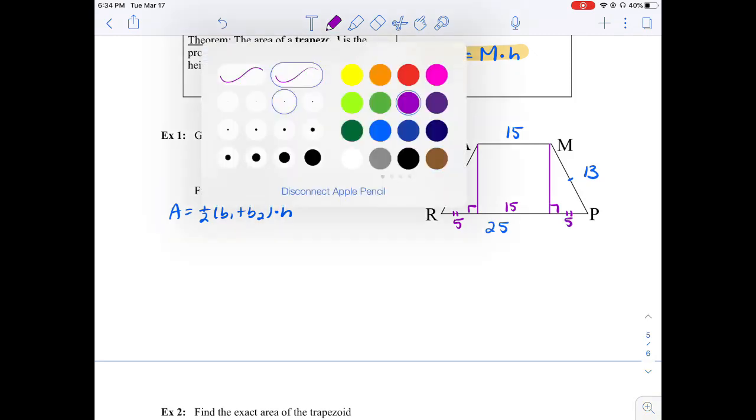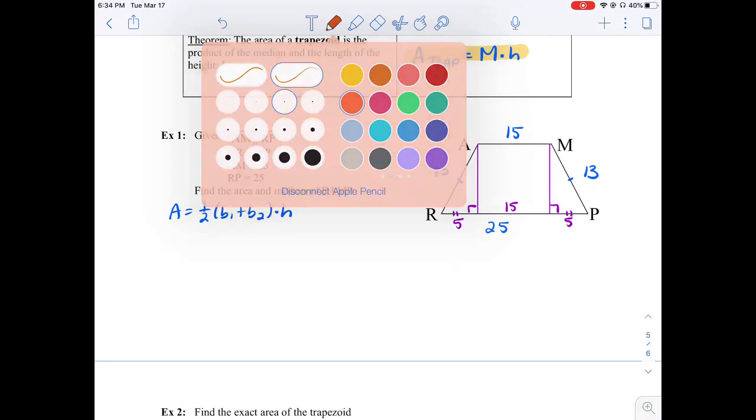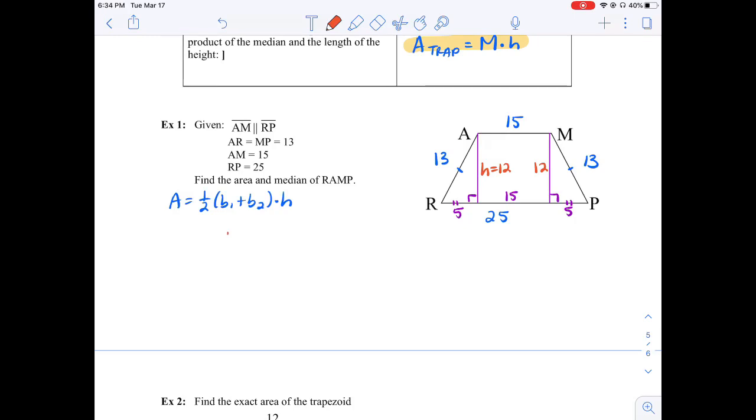And hopefully now you're recognizing that we could use the Pythagorean theorem to find the height, or we also know that this is a special right triangle, which would make the height come out to be 12, a 5, 12, 13 triangle. So now we can go back down to our area formula. We can plug in our pieces.